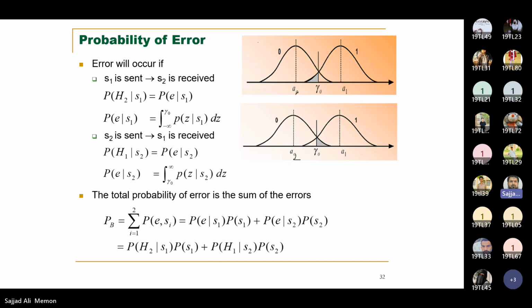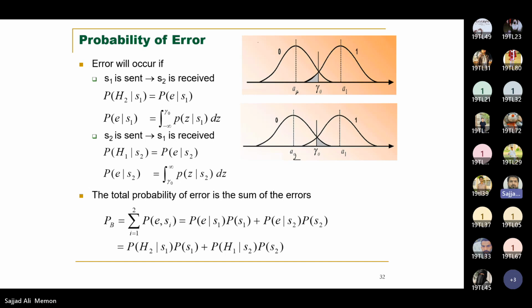Now let's see how to calculate the probability of error. An error will occur when S1 is sent and S2 is received. Or we make a wrong decision: S1 was transmitted, but our hypothesis or the test statistic becomes S2, meaning we chose the wrong hypothesis and the threshold was incorrect. So we made this error.